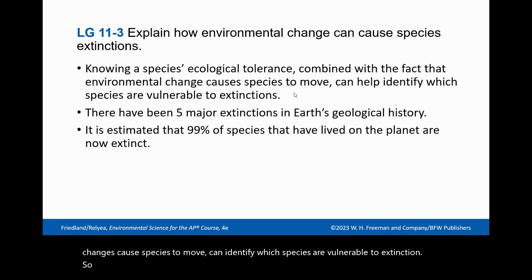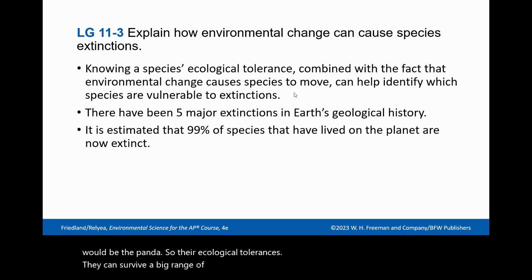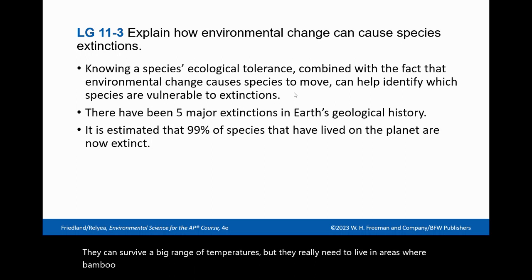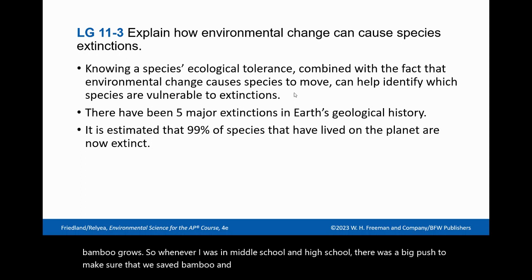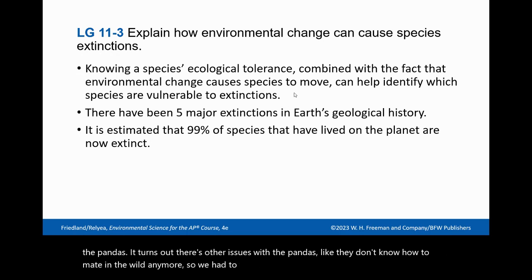So, one species that we have brought back in my lifetime to be not endangered anymore would be the panda. So, their ecological tolerances, they can survive a big range of temperatures, but they really need to live in areas where bamboo grows. So whenever I was in middle school and high school, there was a big push to make sure that we saved bamboo and didn't use bamboo products. That way, there's more for the pandas. Turns out there's other issues with the pandas, like they don't know how to mate in the wild anymore, so we had to reteach them how to do that.